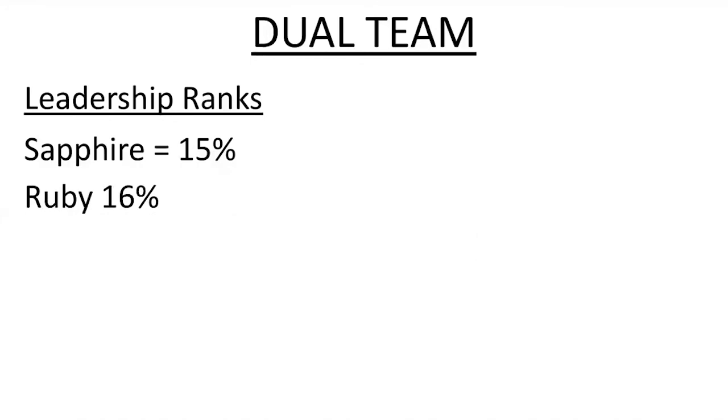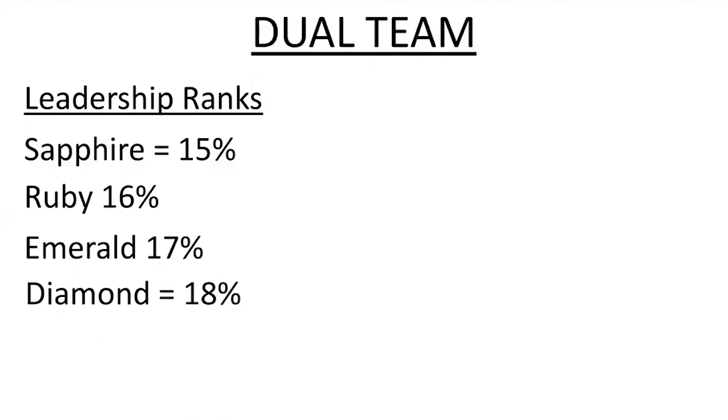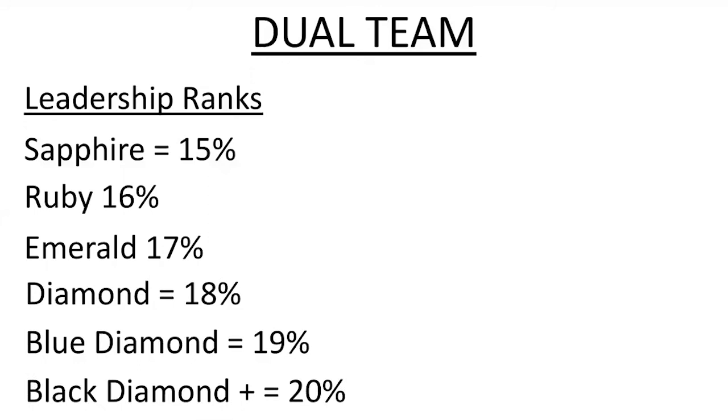When you get to Ruby, you get paid 16% every single week on the lesser team volume. Emerald, 17%. Diamond, 18%. Blue Diamond, 19%. And Black Diamond, plus 20%. So understand this. If you're not Black Diamond, you're not maximizing the dual team. That's why it's the goal for everyone to get to Black Diamond, because that's where you're leaving no money on the table when it comes to the dual team and you're maximizing your pay every week.